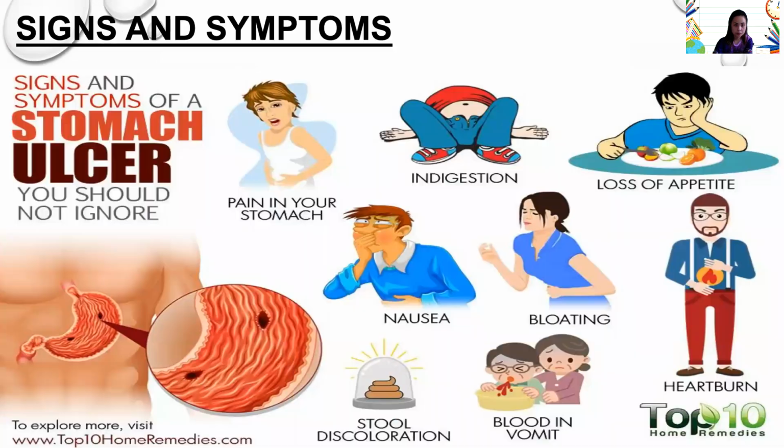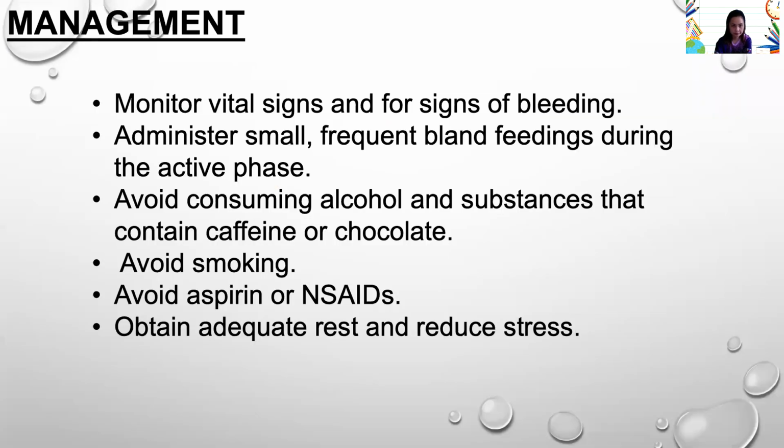So, anong signs and symptoms ng peptic ulcer? Almost same sa gastritis. Okay? Pain in the stomach, sobrang sakit po niyan. Indigestion, hindi ka matunawan. Loss of appetite, nausea, bloating, heartburn, blood in the vomitus, and then stool discoloration, which is color black. Anong management natin?